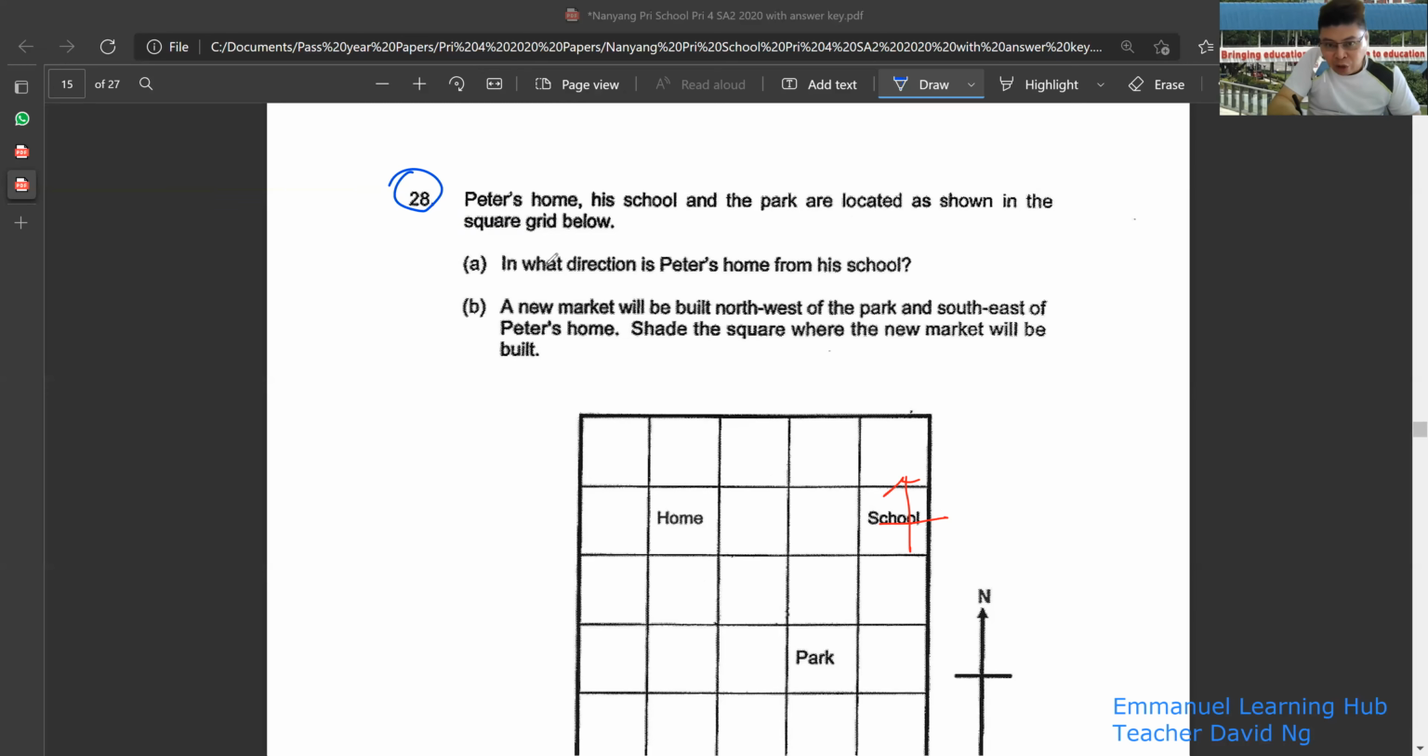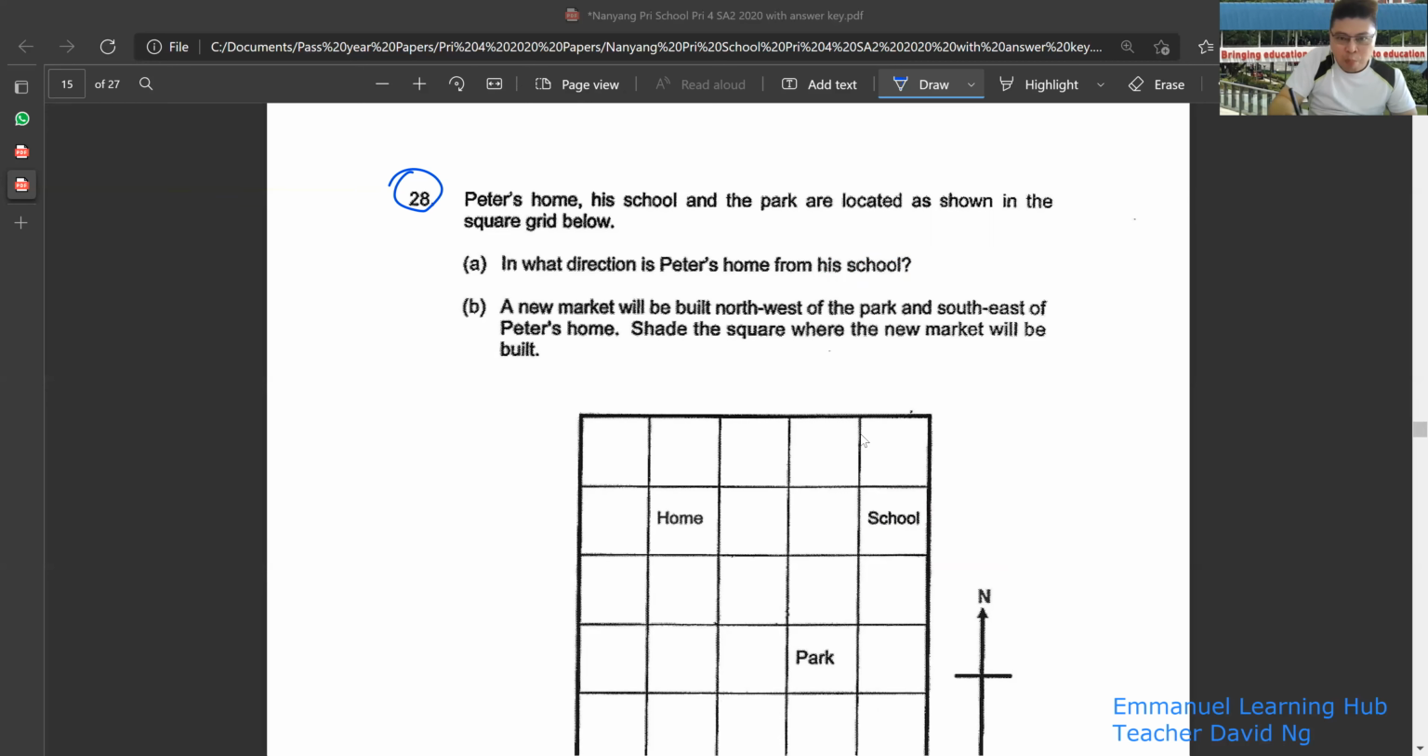Oh, you understand a lot. Your English is okay, right? Yeah. From his school. Okay, that's northeast. So this is a bit of English. You know what I mean? You understand what I mean? When I say it's a bit of English. From his school.